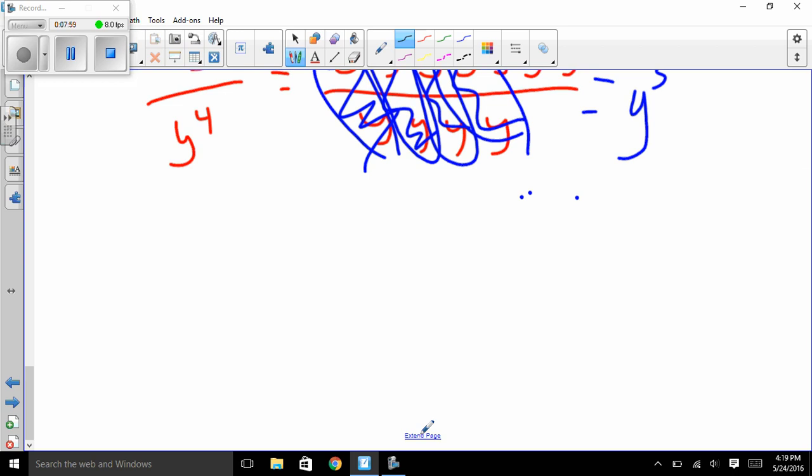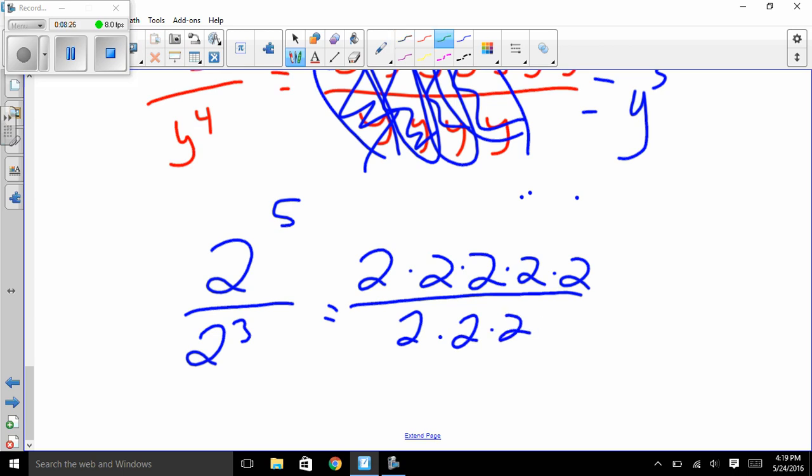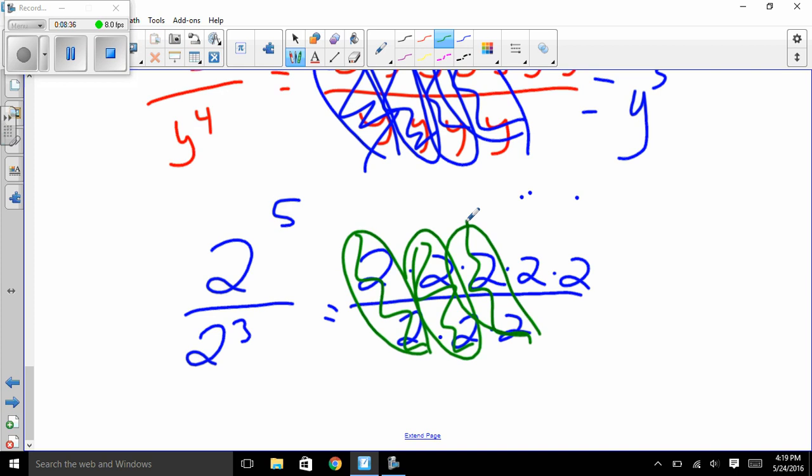Now let's try this with a numerical example. What if we had 2 to the 5th over 2 cubed? Well, again, 2 to the 5th is 5 2's, and this time I need to put those multiplication dots in there or else it looks like a really big number, over 3 2's being multiplied. Just like before, I'm going to find a buddy and cancel it out. Find a buddy, cancel it out. Find another buddy, cancel it out. So here is my final answer, 2 times 2, or 2 squared, which is equal to 4.